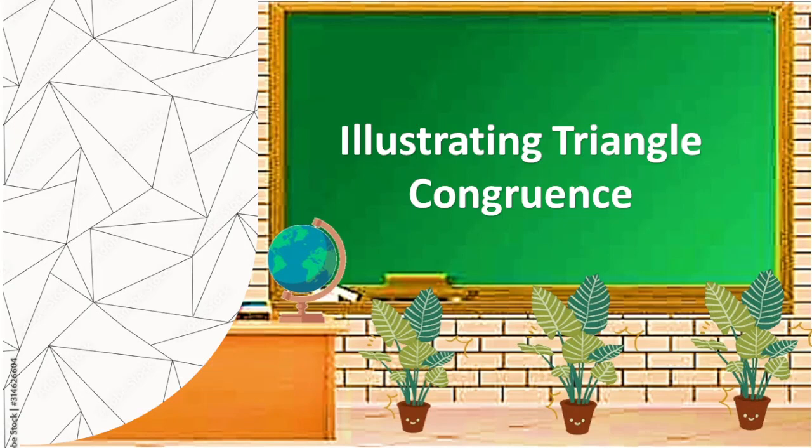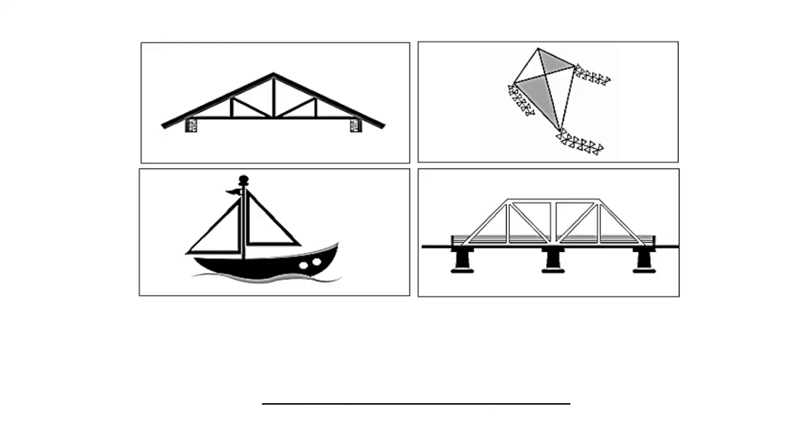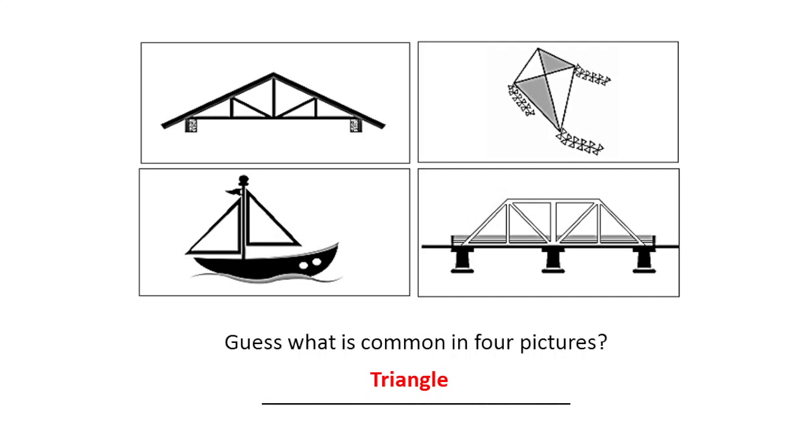Today we will be discussing illustrating triangle congruence. So here we have pictures of trusses, a kite, a boat, and a bridge. Can you guess what is common in the four pictures? If your answer is triangle, you are correct.